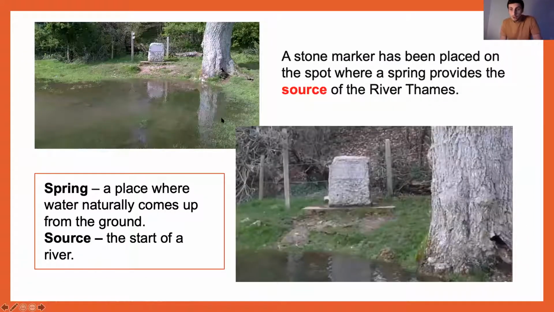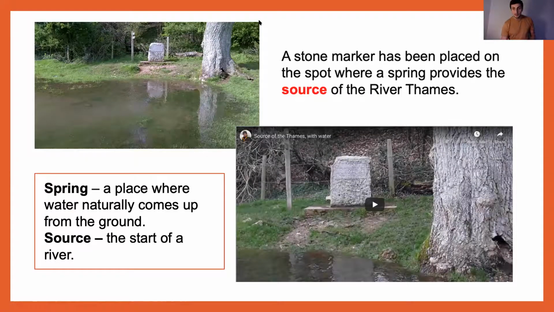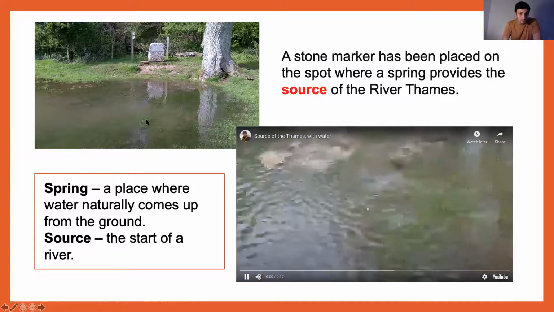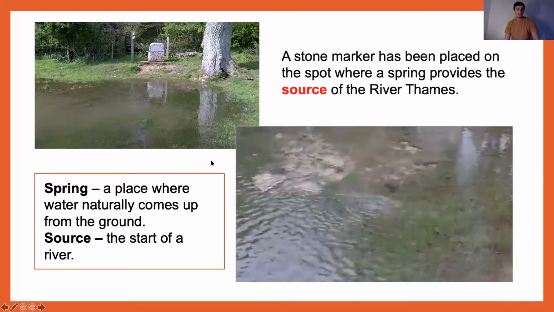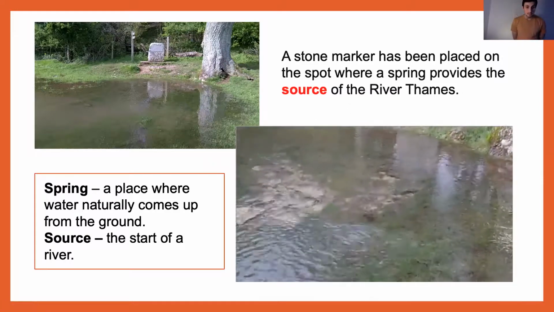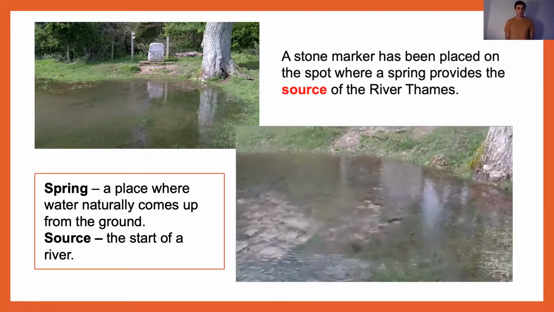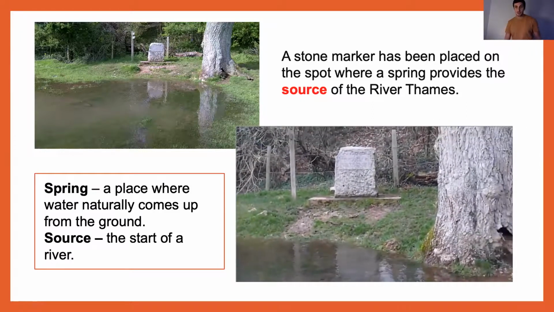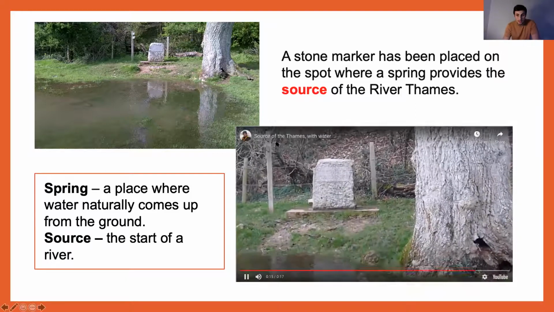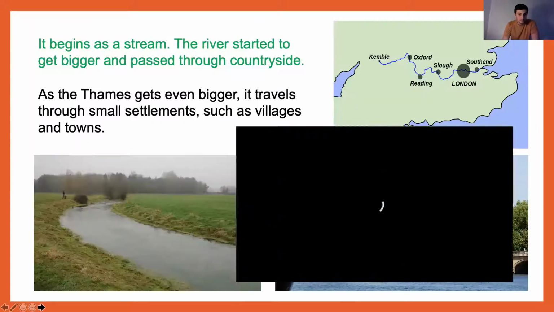So now a stone marker, this is quite interesting. Someone has placed a stone marker, a little plaque here, in the place where the spring that provides the source of the River Thames is. You can see it here, here's a picture. A spring is a place where water naturally comes up from the ground, and the source is the start of the river. So here is the source of the River Thames, and you can even see there's a little stone plaque to mark that, which is very interesting.